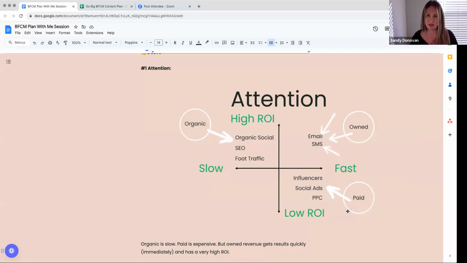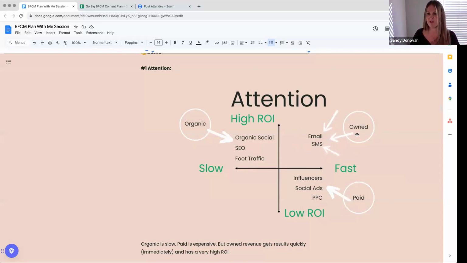Pay-per-click, same thing. I will bid on a keyword. Someone will click on it. They will come and purchase, but it's expensive. So, while we need this to generate traffic, we don't want to rely on this 100% because it will be a lower ROI, will be more expensive for us. What's unique about email and SMS is that it's both fast acting and a high ROI. So we're going to focus on this.